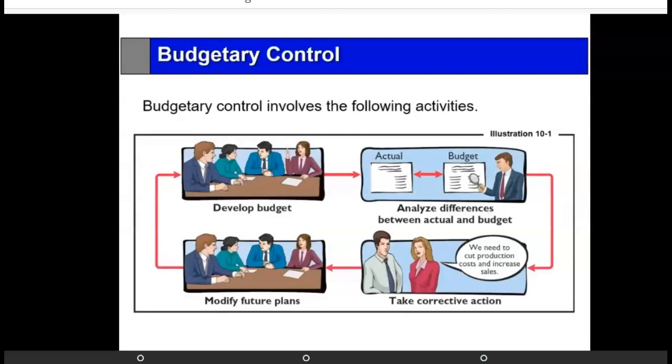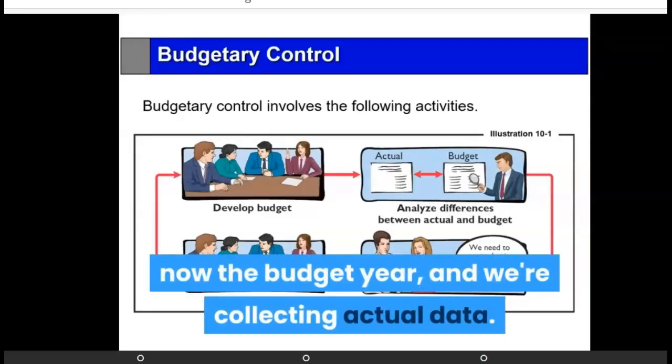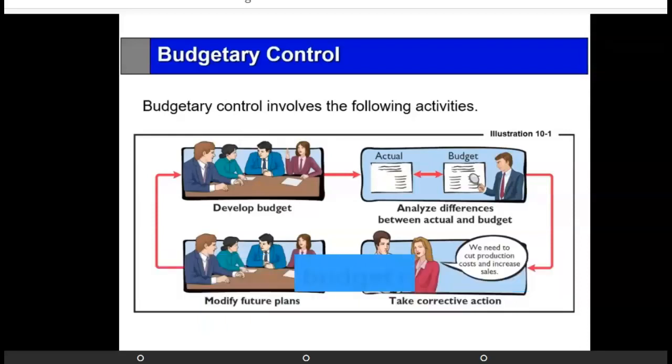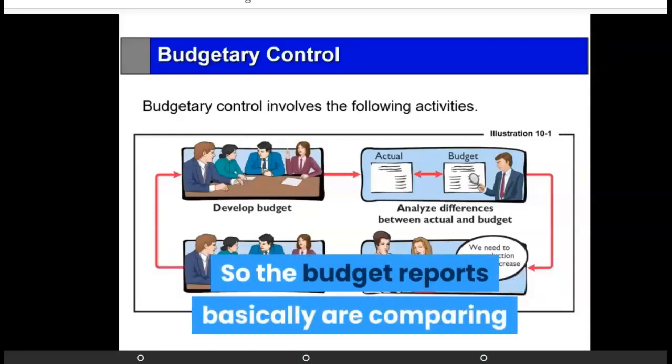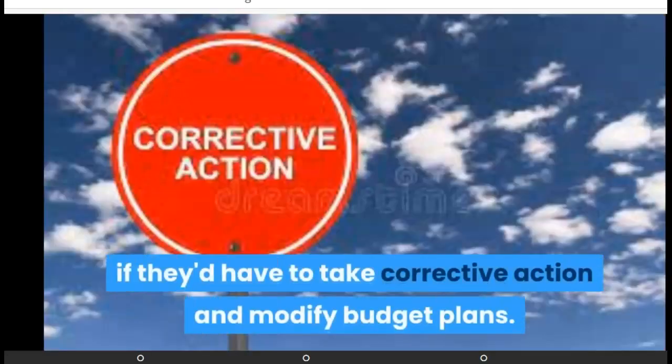Now, we have developed the budget. We are now in the budget year, and we're collecting actual data. So the budget reports basically are comparing the actual data to the budgeted data. And that gives management what they need to determine if they have to take corrective action and modify budget plans.